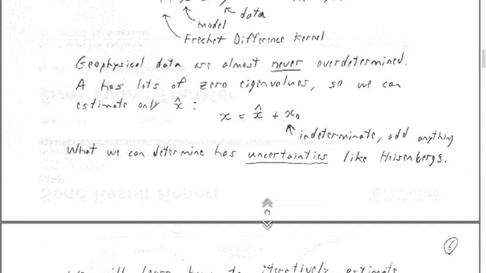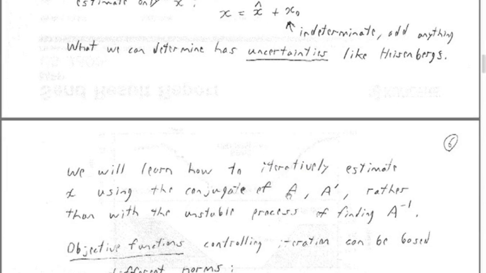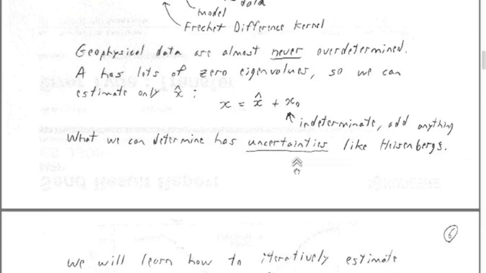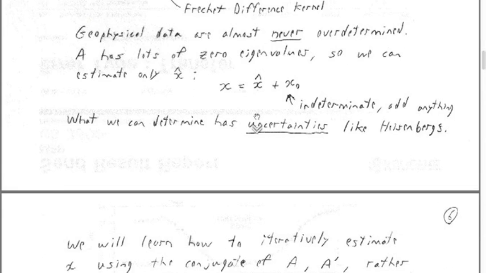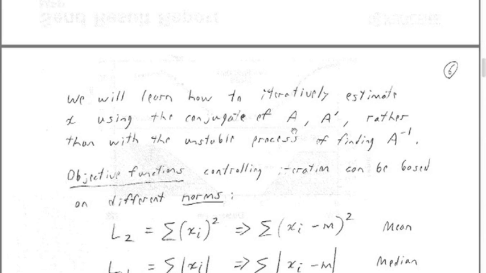In 757, I do go into the iterative estimation of x, and typically, instead of actually inverting A, or doing the normal equations and inverting, we make use of the conjugate of A, which I call A prime. It's both the transpose and the complex conjugate of A, and that turns out to be a much more stable process than trying to find A inverse.